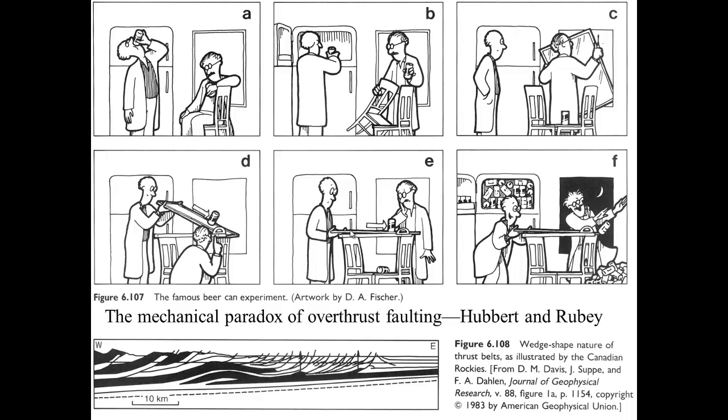The answer is that the air was cold inside that empty can, and then as the can and the air warmed up, the pressure increased and was able to carry more of the weight of the can. So in other words, the pore pressure decreases the normal stress. And so then we need less shear stress to get the thing to move. So then you see, they're playing this experiment more and more in the final panel.